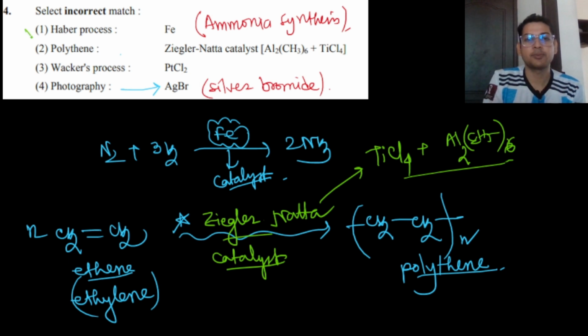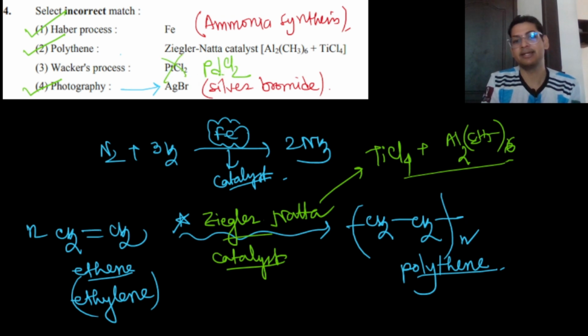Okay, so Haber process is done, polyethylene is done, photography is done. In Wacker process, what happens? In Wacker process, we need PdCl2, not PtCl2, not Pt. We need PdCl2. What is Wacker process, sir? Wacker process is from a double bond if you want to make aldehyde.